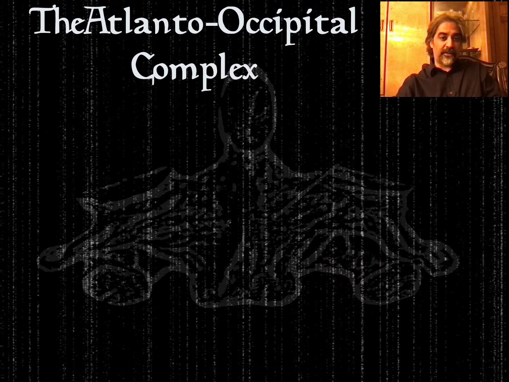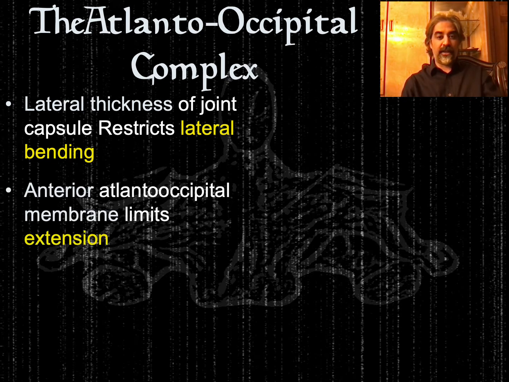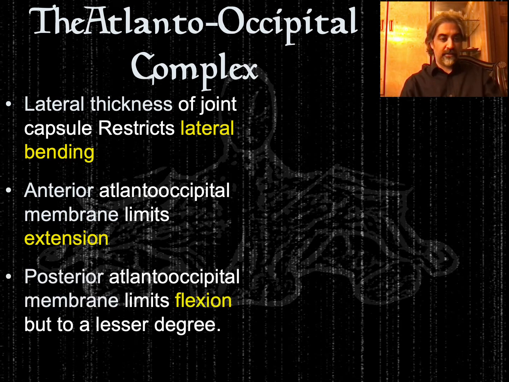So now we can move on to the Atlanto-Occipital Complex. Basically, the atlas is holding up the skull, and the lateral thickness of the joint capsule restricts lateral bending. The anterior membrane limits extension, and the posterior one limits flexion.